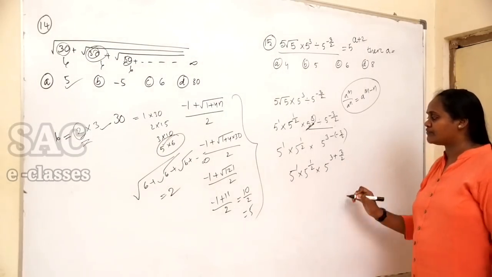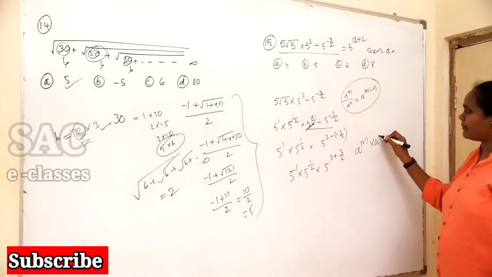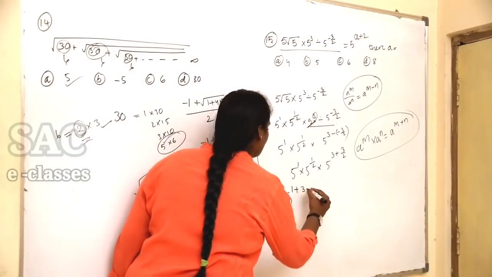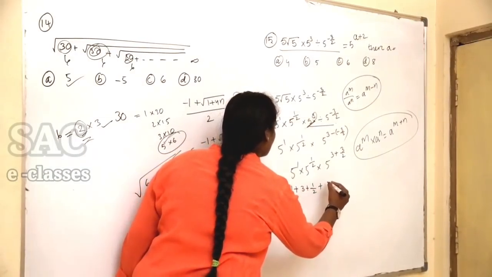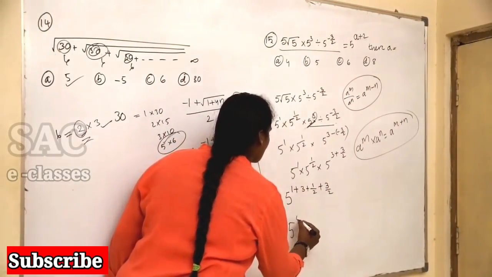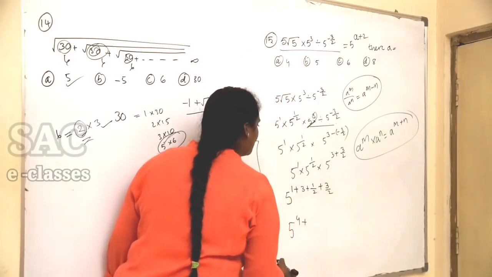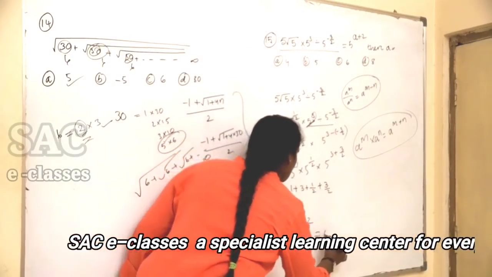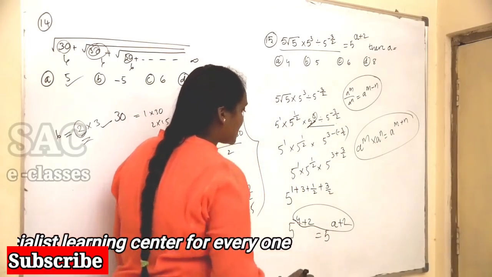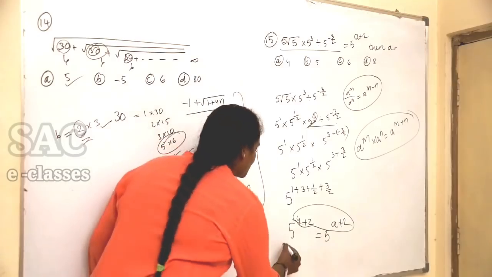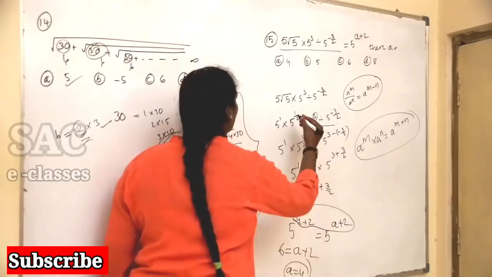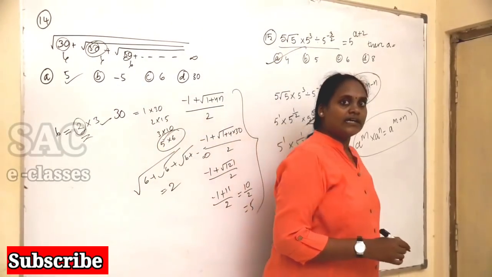In the multiplication, we know a power m into a power n can be written as a power m plus n. So 5 power 1 plus 3, 4. 1 by 2 plus 3 by 2 is 4 by 2, which is 2. So 5 power 6, which is equal to 5 power a plus 2. When the bases are equal, the powers are equal. 6 is equal to a plus 2. Clearly a value is 4. So option A is the correct one.